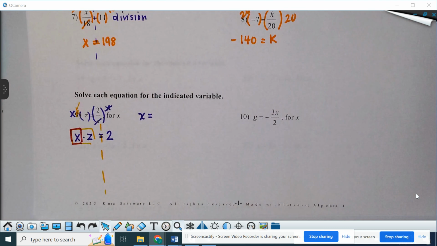How is z attached to x? Multiplication, just like you guys answered with no problem. And that means we need to do an inverse operation. So the inverse of multiplication is division, like you just told me.